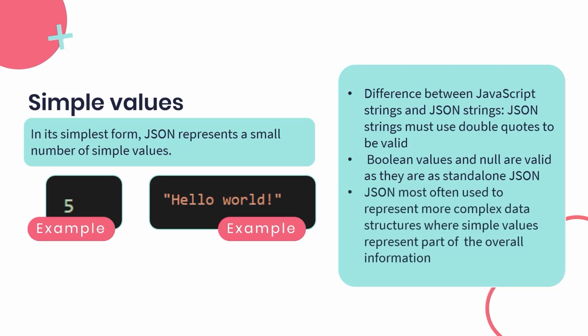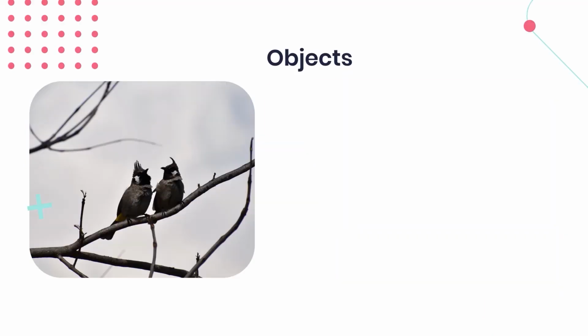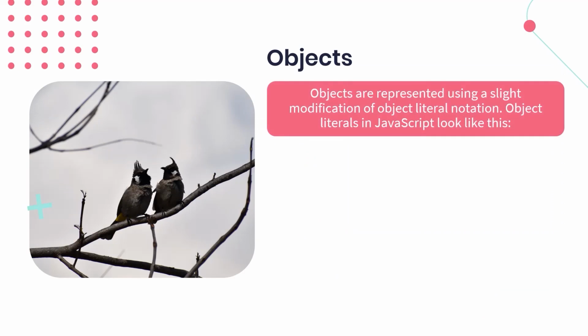In practice, however, JSON is often used to represent more complex data structures, in which simple values represent just part of the overall information. Objects are represented using a slight modification of object literal notation. Object literals in JavaScript look like this.